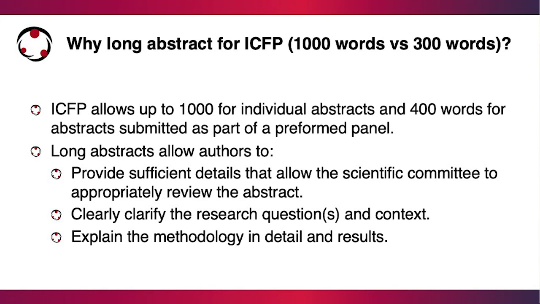ICFP allows up to 1,000 words for individual abstracts and 400 words for abstracts submitted as part of a panel to provide sufficient details that allow the scientific committee to appropriately review the abstract and make a fair decision. It also allows abstract authors to clearly clarify the research questions and context and explain the methodology and results in detail.